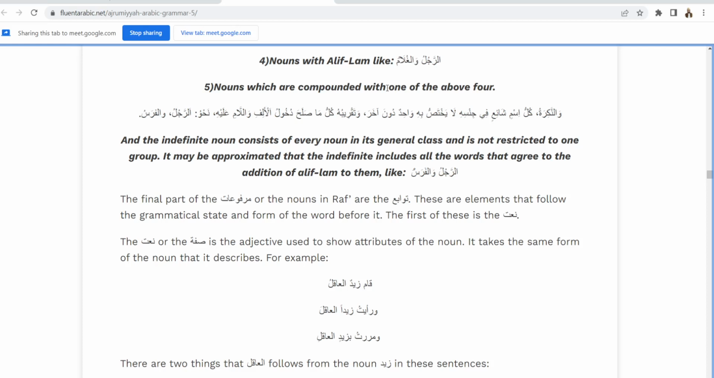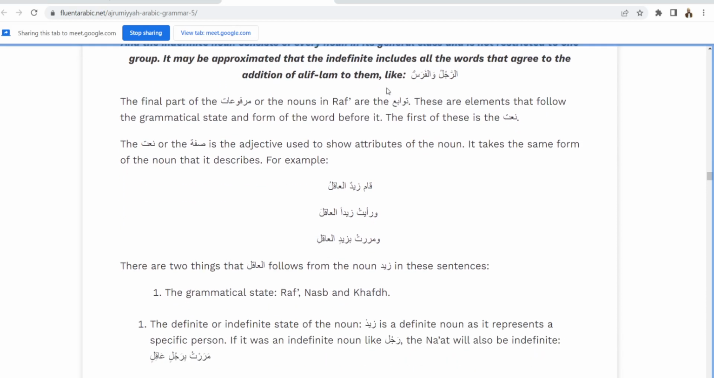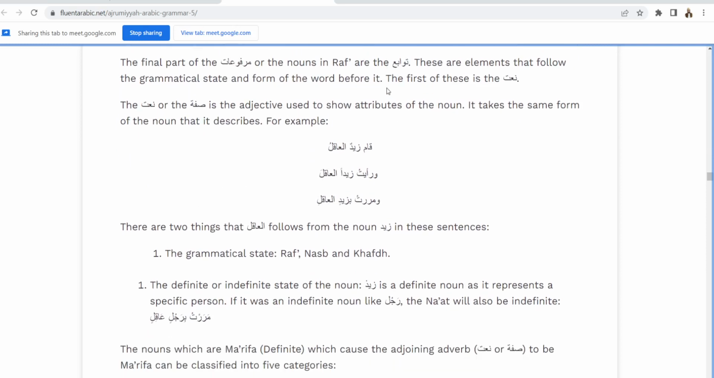The final part of the marfu'at, or the nouns in raf, are the tawabi'. Now we are entering into a big chapter that includes na'at and others. These elements follow the grammatical state and form of the word before it. The first of these is the na'at. So we started the class of na'at. The na'at or the sifa is the adjective used to show attributes of the noun. It takes the same form of the noun that it describes. The same form: تعريف, تنكير, definite, indefinite.